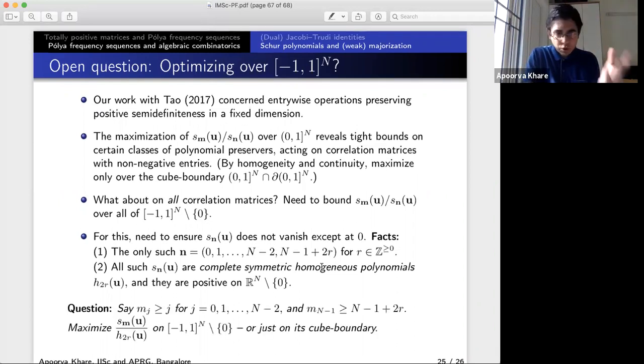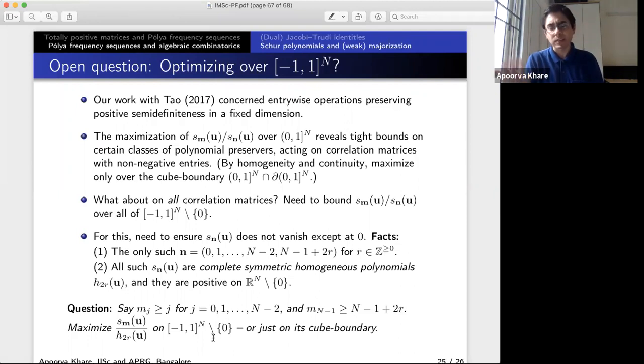Okay, so this is my question. Suppose m_j is bigger or equal to j, so the powers coordinate-wise dominate the powers below, for j equals 0, 1, through n minus 2, and m_{n-1} is bigger than this much. Is it possible to maximize this on the double unit cube?